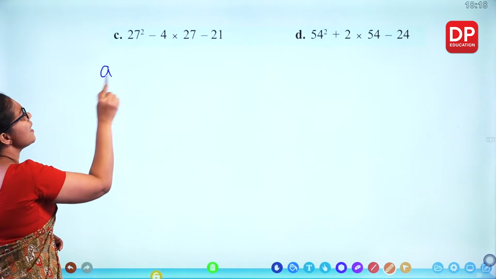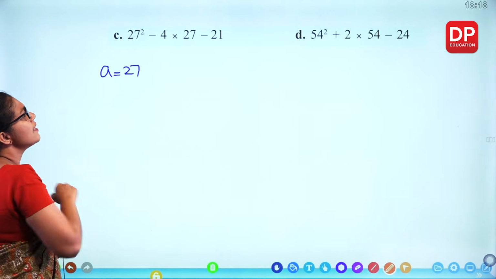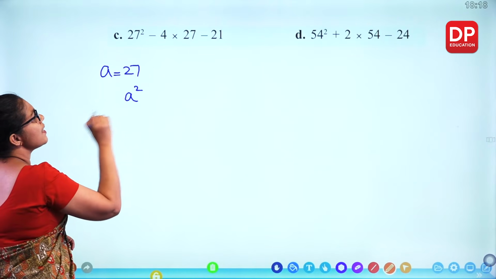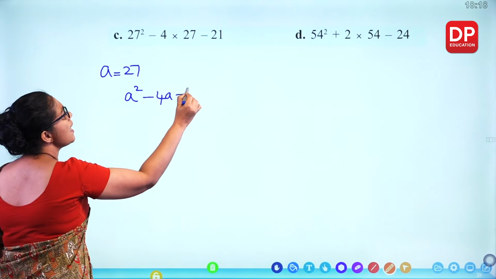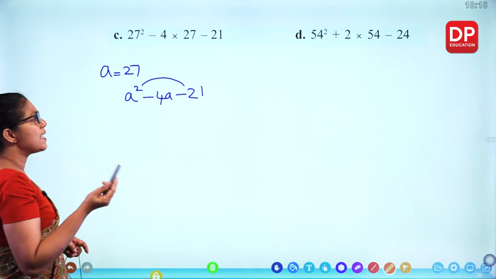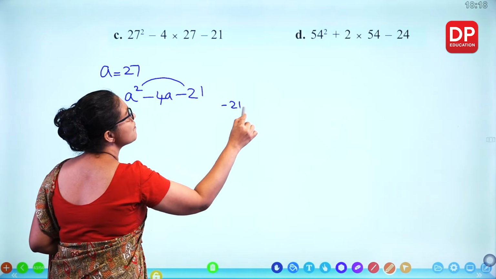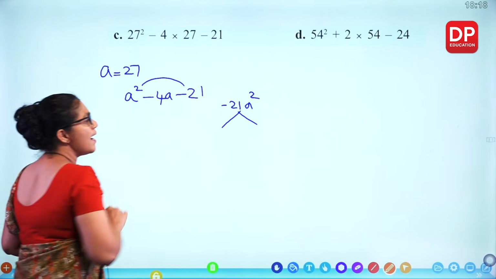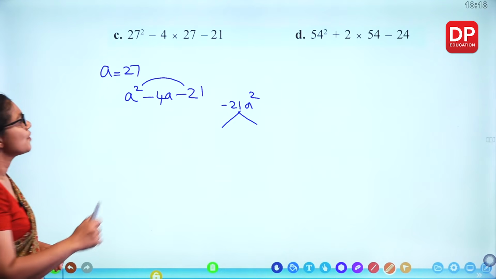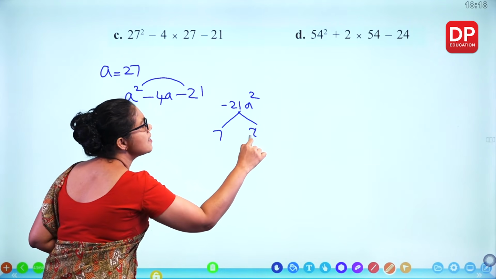I'll take now a as 27. Rewrite this as an algebraic expression. I can write a squared minus 4a minus 21. Again, like before, multiply these two, you get minus 21a squared, and try to find the factors. The last term is negative, the middle term is negative. That means the bigger number should be negative. So what are the factors of minus 21? We can take 7 and 3.